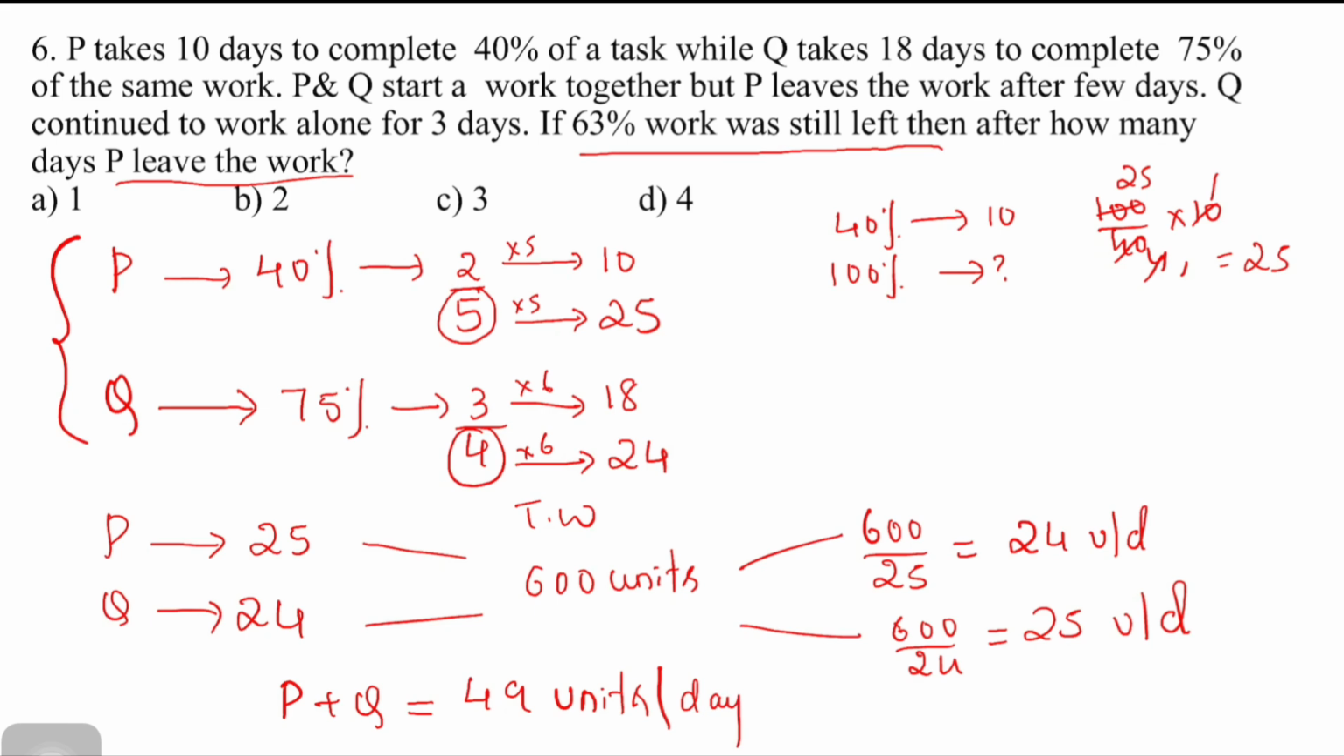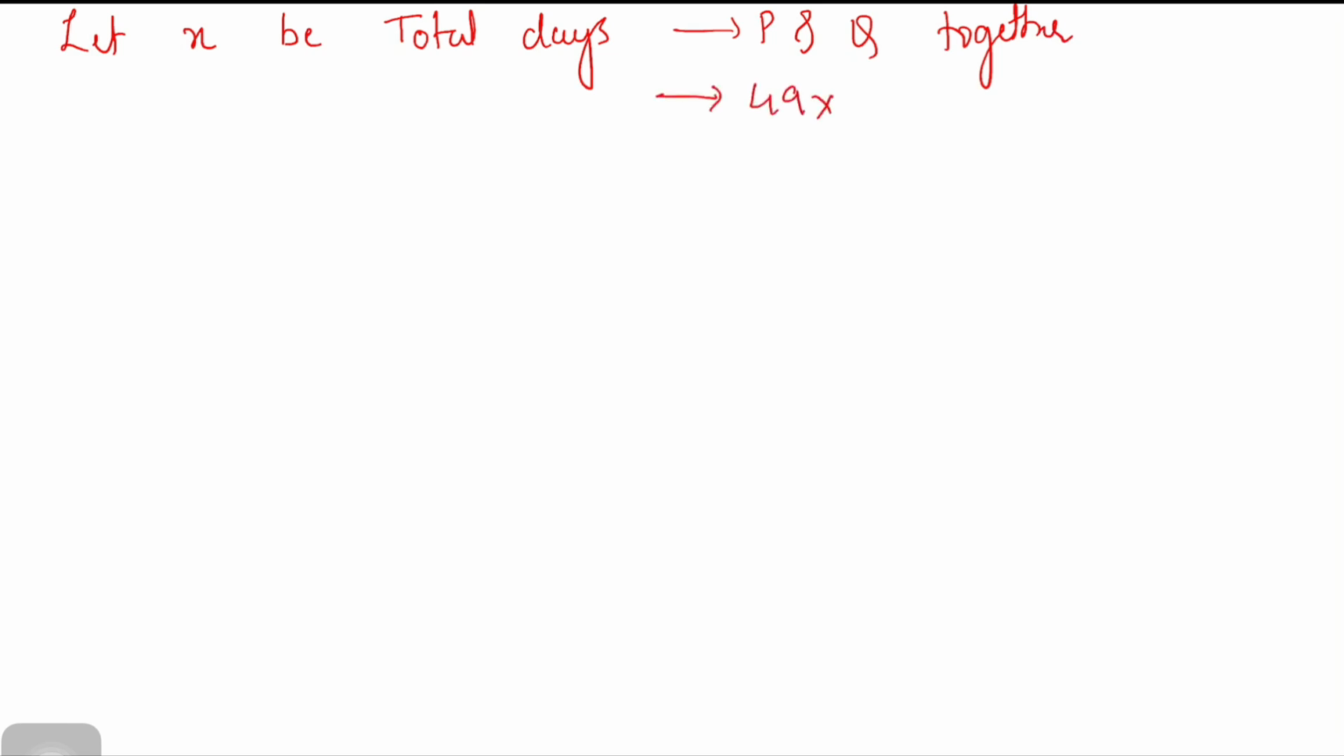Let X be the total days for which P and Q worked together. Therefore, if they can do 49 units in one day, in X days how much will they do? 49 into X, which is 49X. That is 49 in one day they are doing, so in total days they will do 49X work.